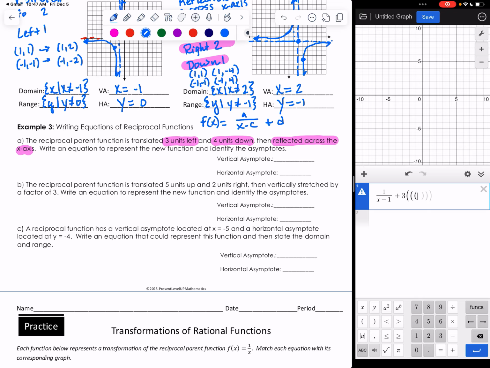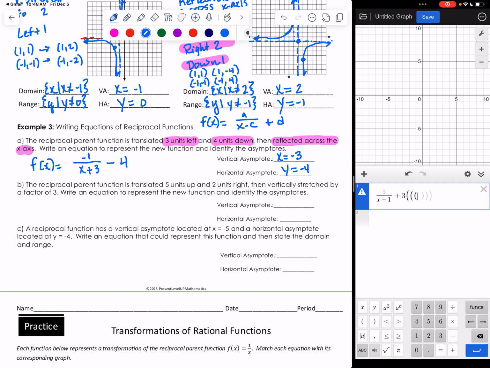So in this problem, our function is reflected. So that means our a value is going to be negative 1. So f of x equals negative 1 will be the numerator. Okay. Now, it's also translated 3 units to the left. So the denominator would have to be x plus 3 to make it go 3 to the left. And then it moves 4 units down, so the value of d would be negative 4. Okay. So our vertical asymptote, x equals negative 3, horizontal, y equals negative 4.